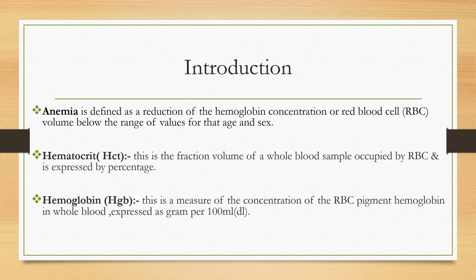Hematocrit is a function of the volume of whole blood which is occupied by RBC and it's expressed by a percentage. It is the volume of RBC in the whole blood, so it's expressed by percentage. Whereas hemoglobin is the measure of the concentration of the RBC pigment hemoglobin in whole blood expressed as gram per 100 ml or gram per deciliter.